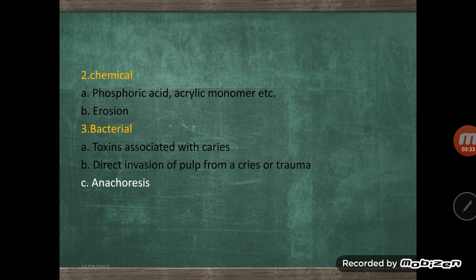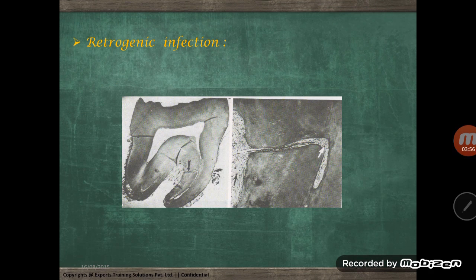So the next is chemicals, that is phosphoric acid or acrylic monomers, or erosion which is caused due to the chemicals. So we need to take care of this. Next is bacterial, that is toxins released from the caries, or direct invasion of the pulp from the caries or by trauma. And this peculiar word is very, very important. We'll learn it in the next step.